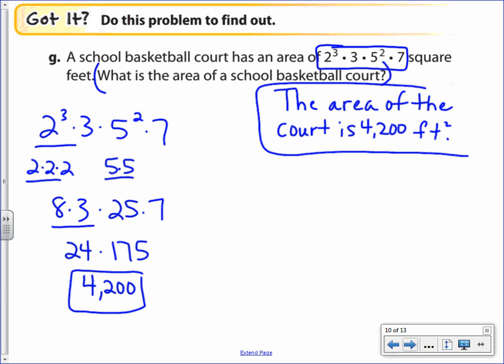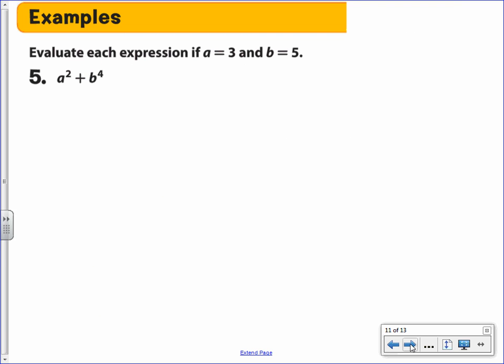Evaluating powers. Evaluate each expression if A equals 3 and B equals 5. Evaluate means we have to plug in here. So I have A squared plus B to the 4th.